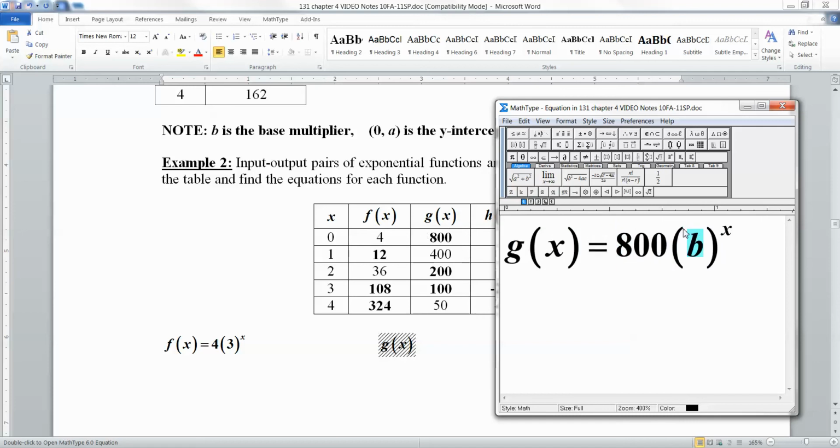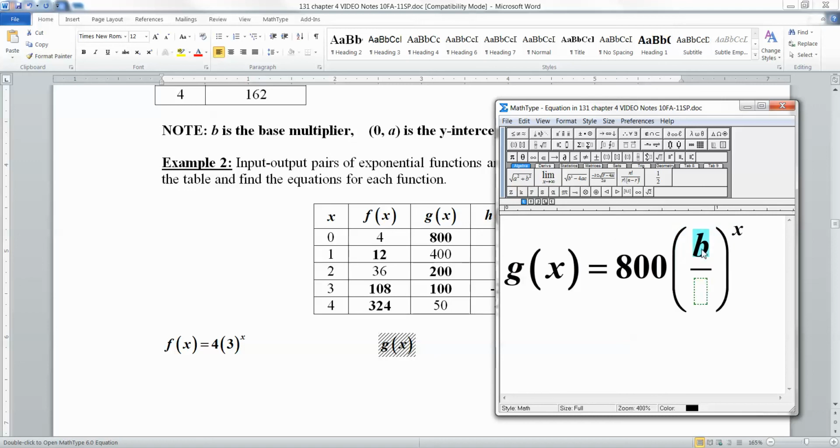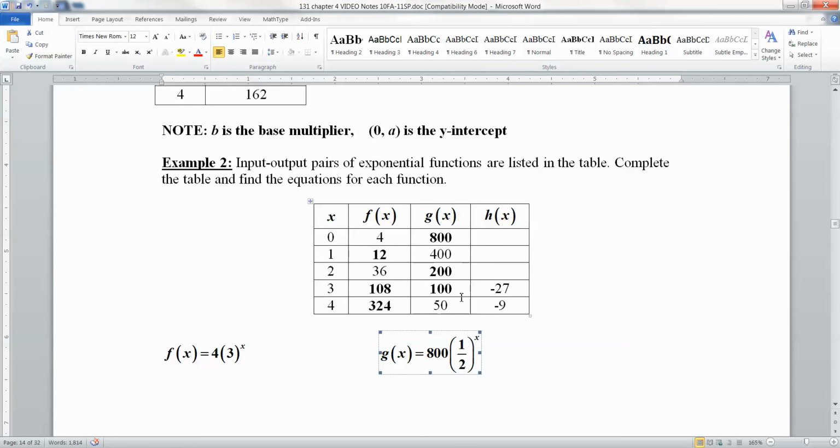B is the tricky part because you're dividing by 2, right? 400 divided by 2 is 200. Divided by 2 is 100. But this isn't division here. This is multiplication. But remember, multiplication by a fraction is the same as division. So let's try it. 800 times a half. A half of 800 is 400. A half of 400 is 200. A half of 200 is 100, and so on. It works.